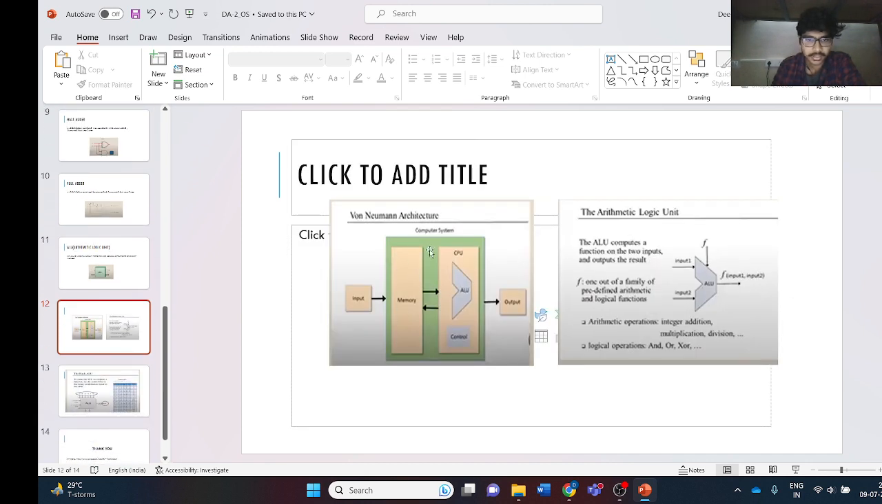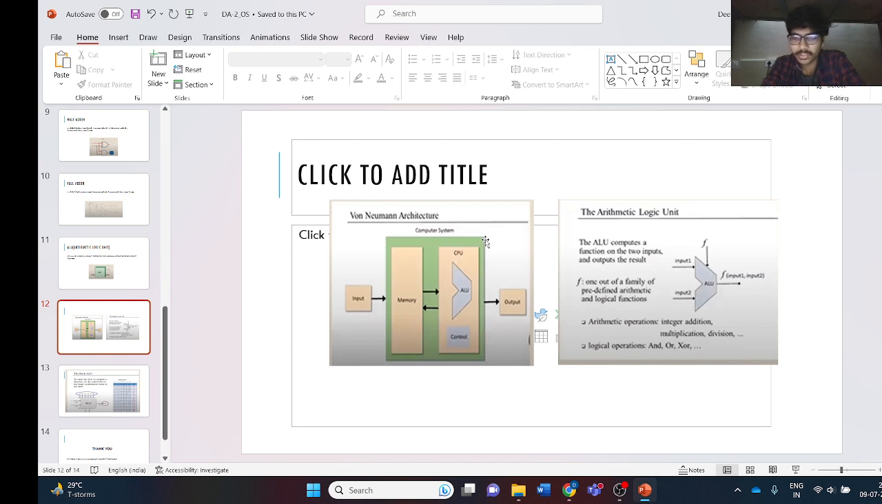This is the von Neumann architecture diagram. Basically, input is given, it is stored in memory, it is sent to the CPU which contains the ALU and the control unit, and then from the ALU it is given back to the output, and if any changes are made, the ALU gives it back to the memory where it is stored in the computer system.